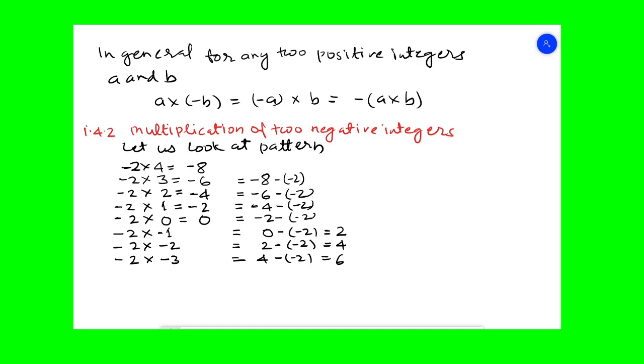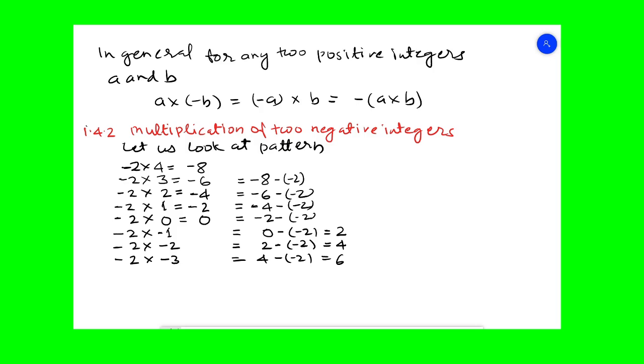So what we conclude, that when minus 2 is multiplied by minus 3, we are getting 6, which is a positive integer. When two negative integers are multiplied, we are getting a positive integer. Minus 2, when multiplied by minus 2, we are getting a positive integer 4. Minus 2 when multiplied by minus 1, we are getting 2. So what we conclude?